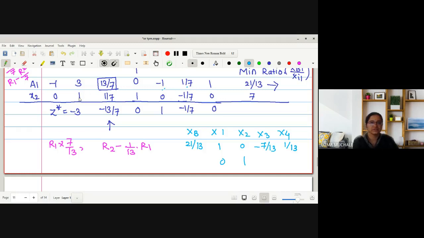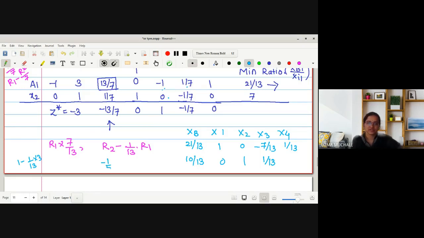Now this entry R2 minus 1 by 13 R1. 1 minus 1 by 13 into 3, what is it? 13 minus 3, 10 by 13. This is 10 by 13. Next, minus 7 by 9. What about this entry? 0 entry. Minus 1 by 13 into minus, is it plus 1 by 13? Yes, ma'am. Now we have to calculate for this.